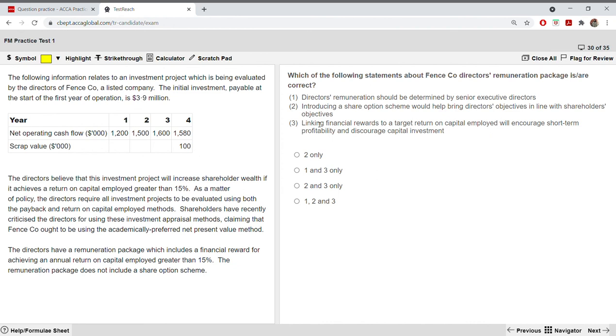So, linking the financial rewards to a target return on capital employed. Just now, we saw here 15%. Will encourage short-term profitability and discourage capital investment. Definitely. In the short term, they might want to increase the profitability. They just anyhow want to achieve that 15% upside. So it's 2 and 3. So it's correct, right? 2 and 3.